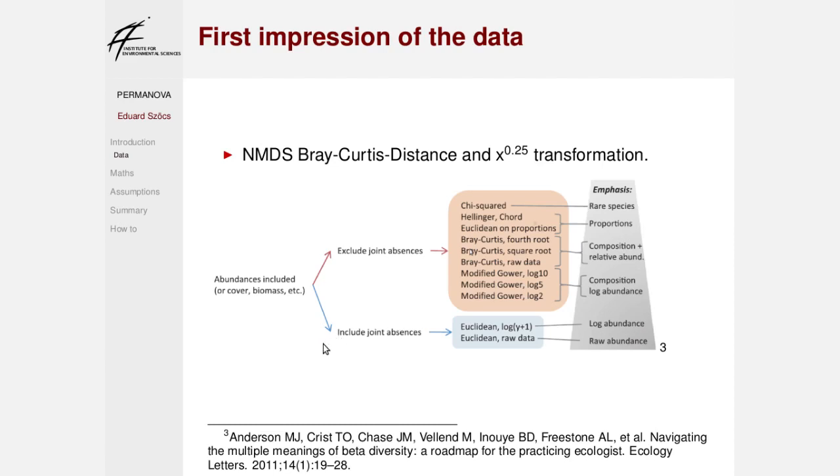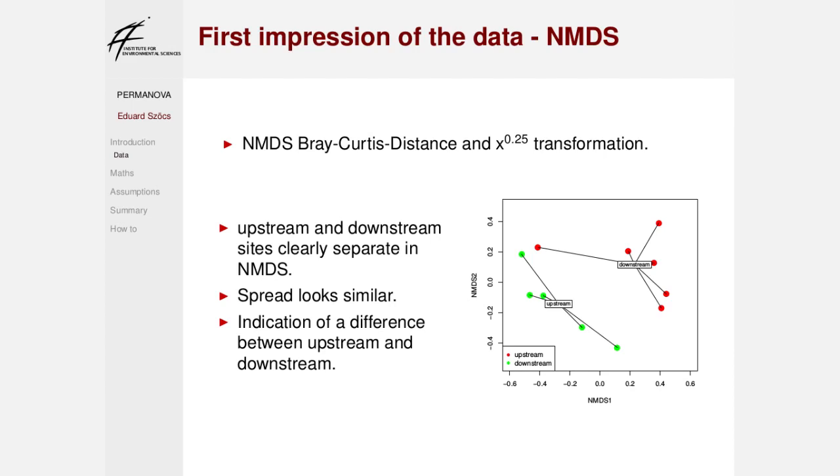Here's a figure, also from a paper of Marti Anderson, where she shows the different possibilities that we have. We can include joint absences using, for example, the Euclidean distance, but then we are only focusing on abundance and not that much on composition. If you exclude the joint absences, then we are focusing more on composition. Here it shows the Bray-Curtis distance with a fourth-root transformation, and as you see, this focuses on composition and the abundance. So this is what we might get out of such an NMDS.